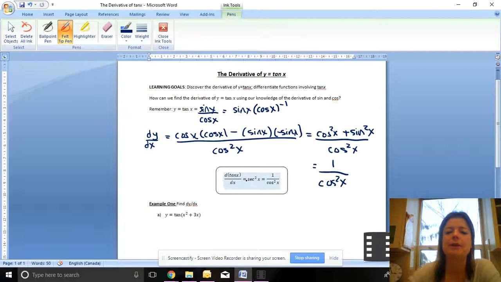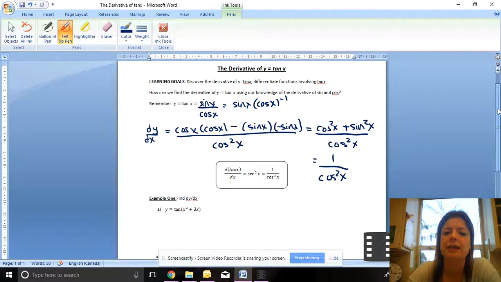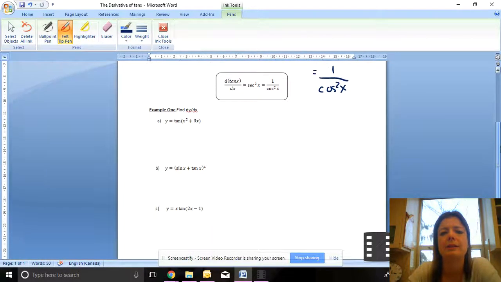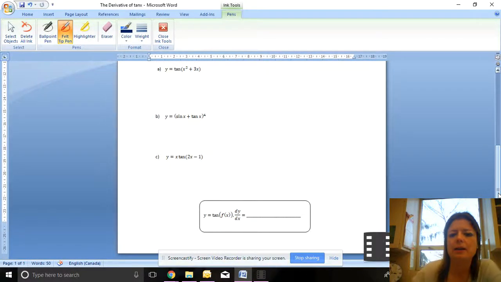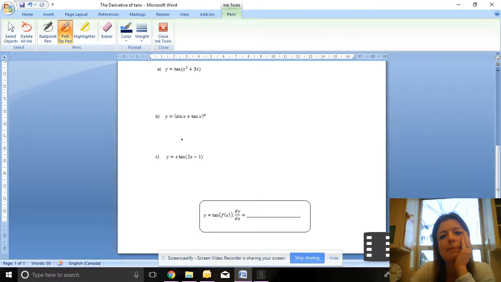So there you have it. That is your derivative of tan x. Secant squared x is what we usually write it as. So, basically, you can use your intuition to think about what the derivative of tan is if its argument is a function other than just x.